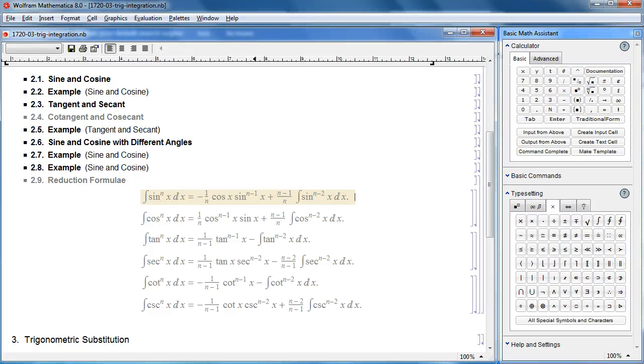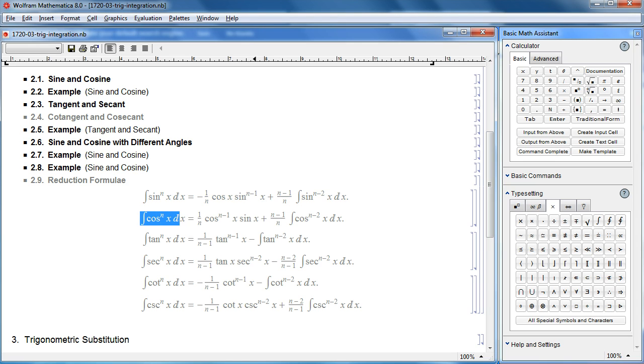For example, if you begin with sine to the 10th power, this reduction formula will give you the integral of sine to the 8th power. Do it again, and you're going to get the integral of sine to the 6th power. And apply the reduction formula again, then you're going to get the integral of sine to the 4th power, and so on. And eventually, you're going to come down to a manageable integral, and that's basically it.